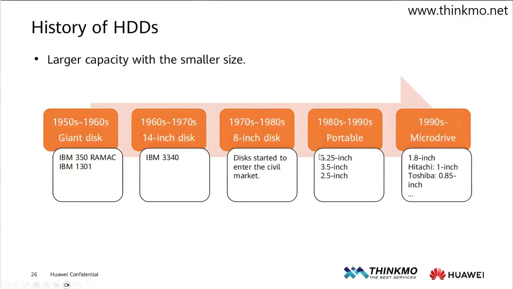And from then on, every 10 years, you can see that our capacity continued to increase while the size kept decreasing. By the 1970s, it had reached 8 inches. Then by the 1980s, it shrank again, down to 5 inches, and finally as small as 2.5 inches. By the 1990s, it had already reached 1.8 and 0.85 inches, which is really, really small. It's just a single disk, only about 1 inch in size.